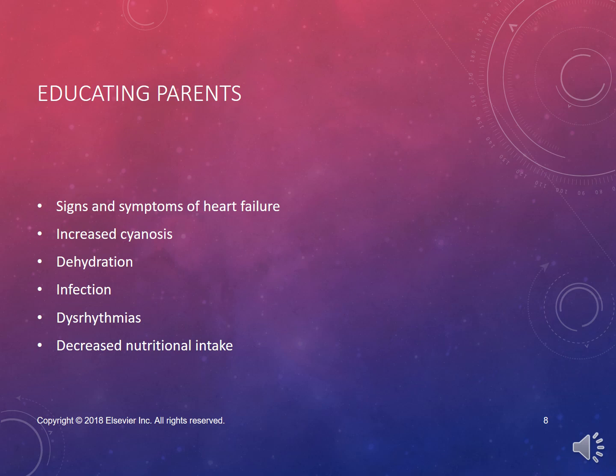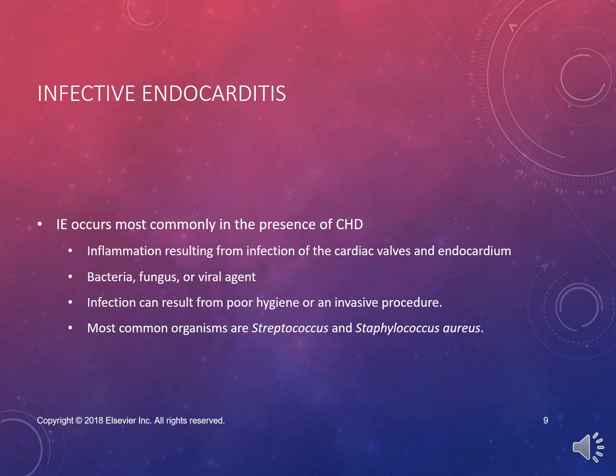And we also want to monitor their nutritional intake. We notice this a lot in our younger children and our infants, either weight gain, if they've appropriately gained weight. If they haven't, or if they're having a hard time eating, we may need to consider an NG tube at this point. So now we'll move on to infective endocarditis, or IE.